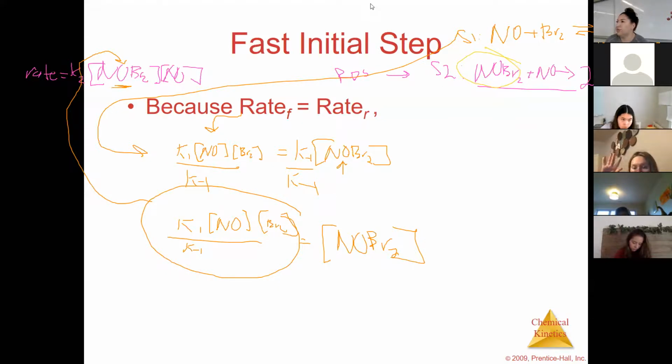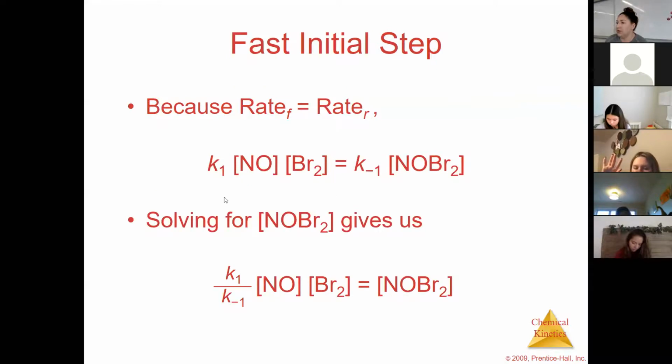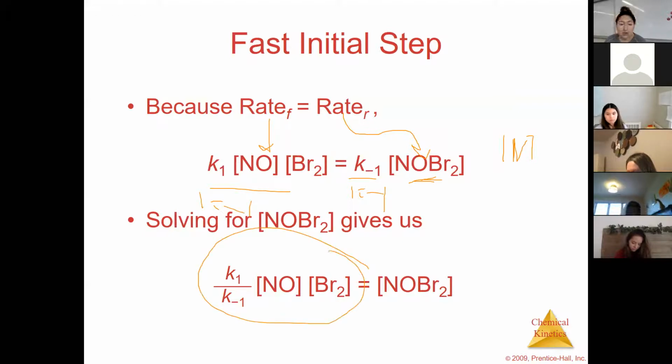Okay, I'm going to clear this because it's on your slide there, right? So this was the rate of the forward, the rate of the reverse. We're solving for this guy because that's my intermediate. And so you divide both sides by K, and you get this guy. And we're going to substitute that into the rate law that we had for the rate determining step, or that slowest step.